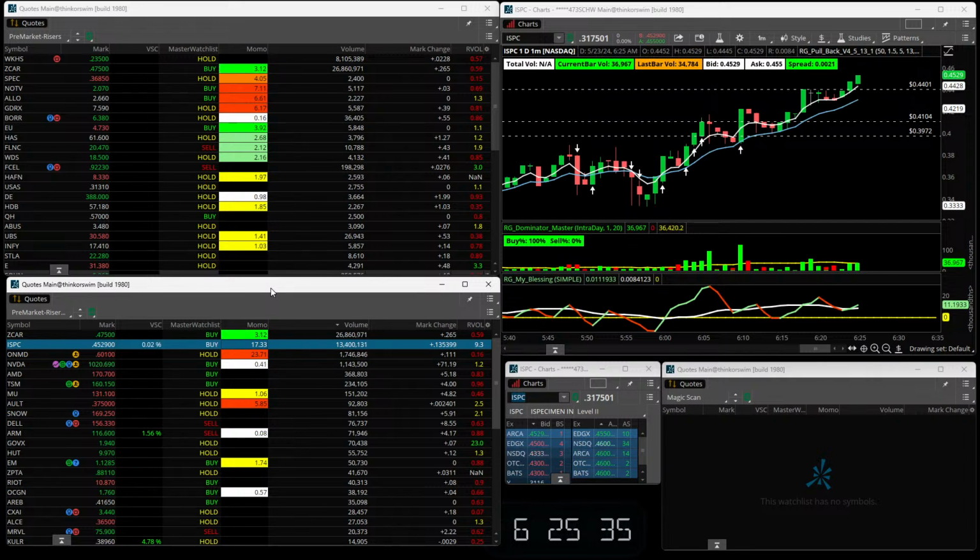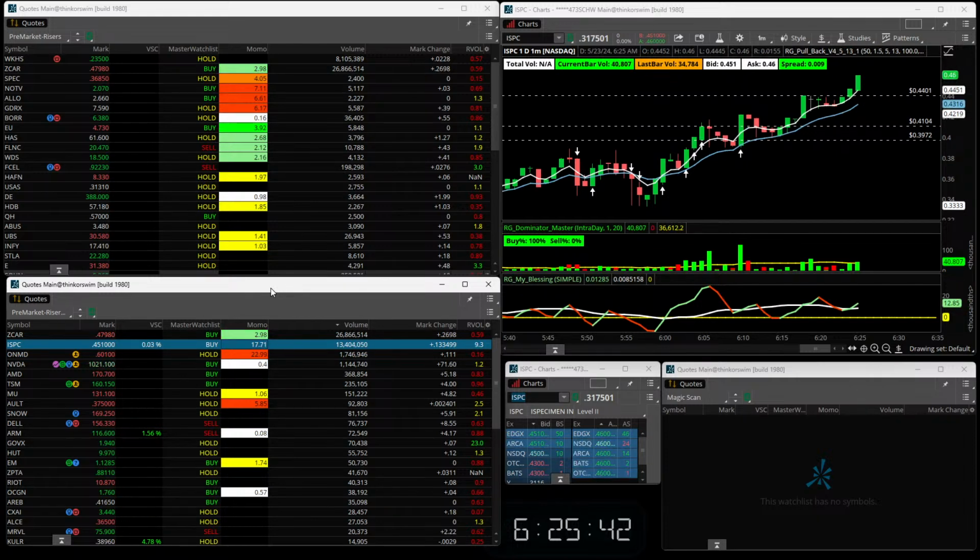ISPC is above that 44. Very low volume, barely crawling up. Really not a play. But if you have the patience on slow crawlers, this would be for you.